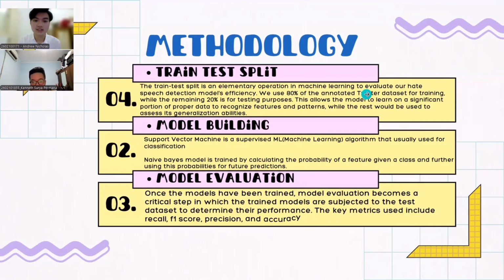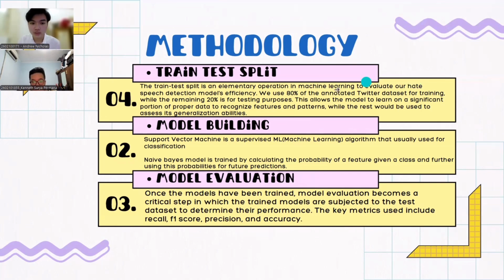The fourth part is train test split. The train test split is an elementary operation in machine learning to evaluate our hate speech detection model's efficiency. We use 80% of the annotated Twitter dataset for training, while the remaining 20% is for testing purposes. This allows the model to learn on a significant proportion of proper data to recognize features and patterns, while the rest would be used to assess its generalization abilities.